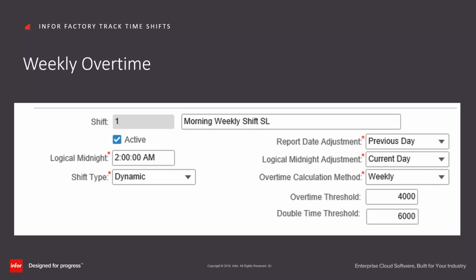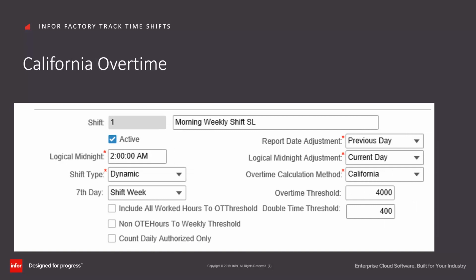The weekly overtime method starts accumulating hours at the beginning of the shift week and grants overtime when a threshold of hours have been reached for the week. The California overtime method is designed to give the employee the better of the daily overtime or weekly overtime method.